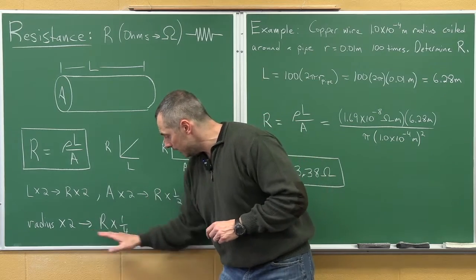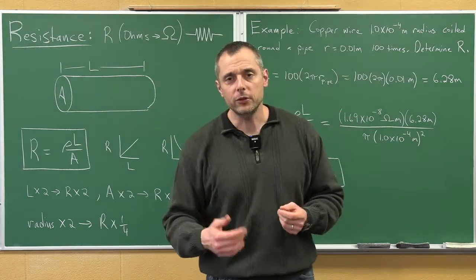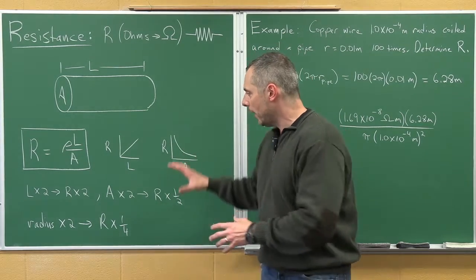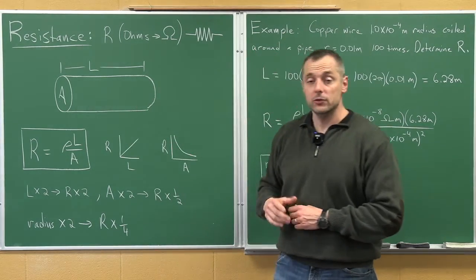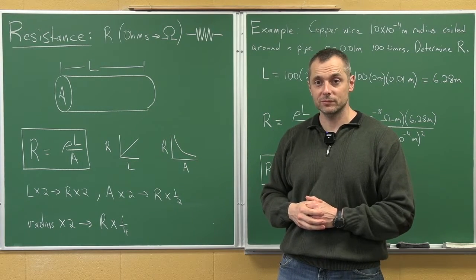So doubling the radius makes 1/4 the resistance. So that's how you could find the resistance of a copper wire with this formula right here. Let me create a pause in case you need a moment to catch up.